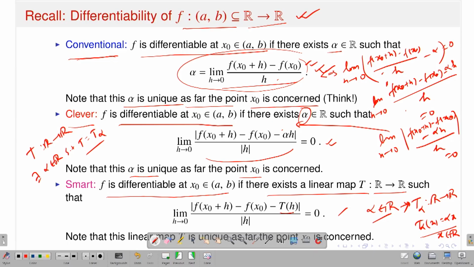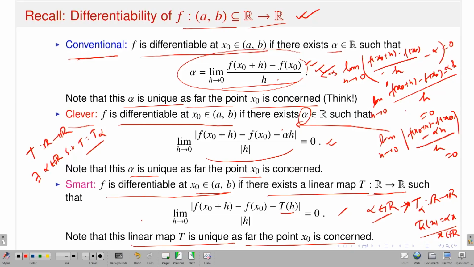So, now the smartest way to look at the definition, again from the real variable case, from functions from R to R, is that f is differentiable at the point x naught in open interval a b if there exists a linear transformation T such that limit of modulus of f of x naught plus h minus f of x naught minus T of h, divided by mod h, goes to 0. Note that this linear map T is unique as far as the point x naught is concerned, because alpha is unique. Therefore, given T alpha, this is also unique.